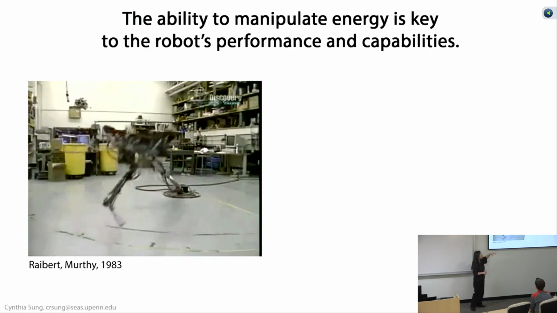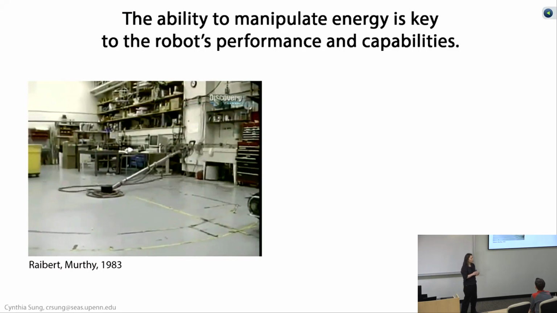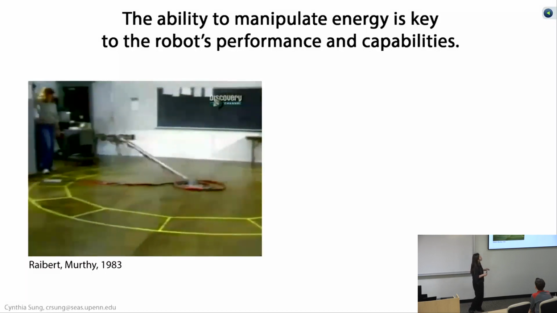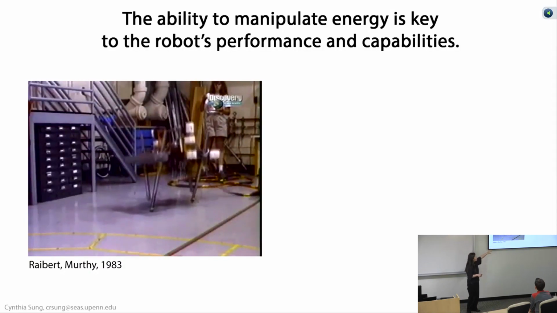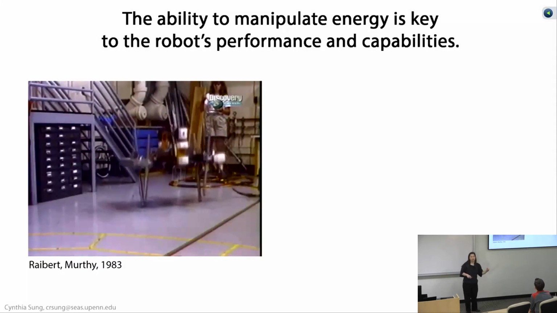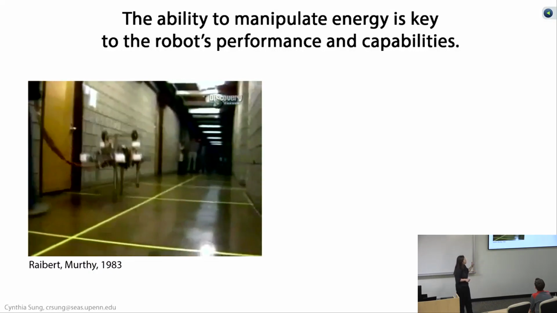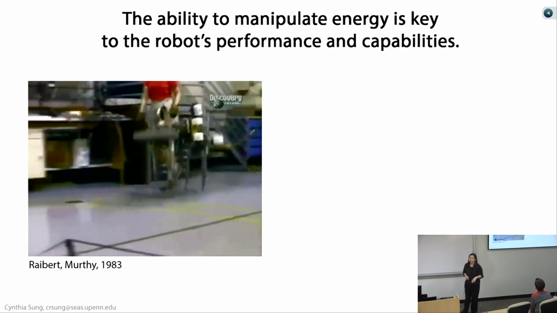The idea here is that if we want robots to be robust, to be able to do agile locomotion, the key is the robot's ability to manipulate energy, right? In this case, these legs are acting like springs. They're storing energy and releasing energy in order to get the robots to do this hopping motion. And if that is the way that the robot operates, then the controller itself can actually be quite simple, right?